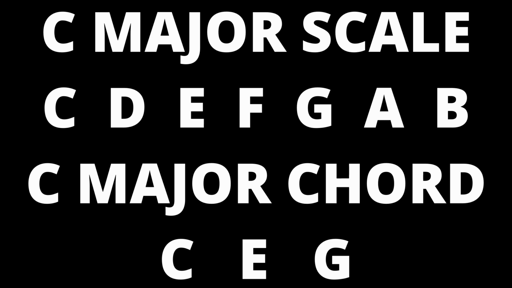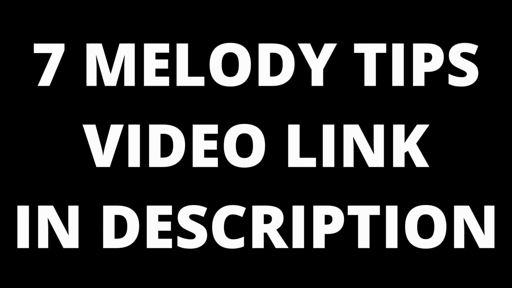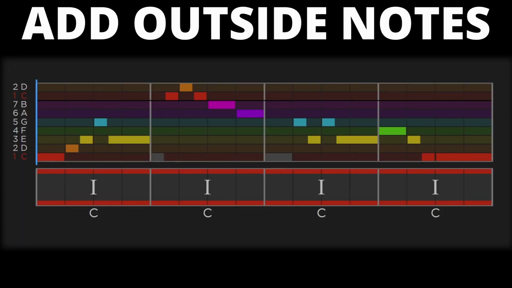The remaining 4 are known as outside notes because they are outside of the chord notes. Using these outside notes will add some interest and drama to your melody without sounding harsh or discordant. If you want to learn more about the role of these notes in melodies, then check out our 7 tips video in the description below. Listen to our next example that uses all 7 notes of the C major scale.